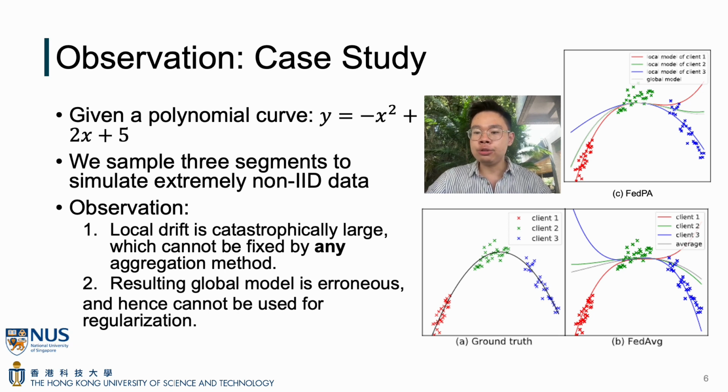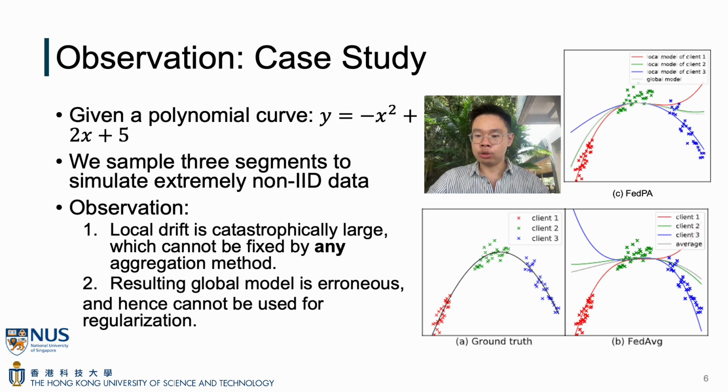Before diving into the details of FedNP, let's first consider a toy example. Suppose we have a polynomial curve, y equals minus x squared plus 2 times x plus 5. To construct an extremely non-IID dataset, we sample 3 segments of this curve, shown as the red, green, and blue dots in figure 1. Our goal is to estimate the coefficients of this quadratic function using federated learning.